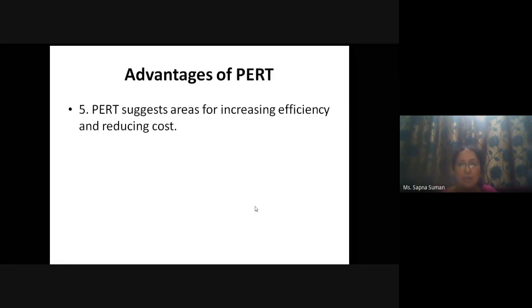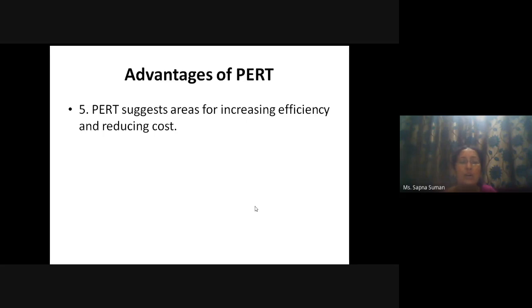Okay. So if there are tasks which are not very important, we can remove those tasks from the PERT chart, and this way we can reduce the costing. Because we are also controlling the resource here, therefore the costing can be reduced with the help of the PERT technique.